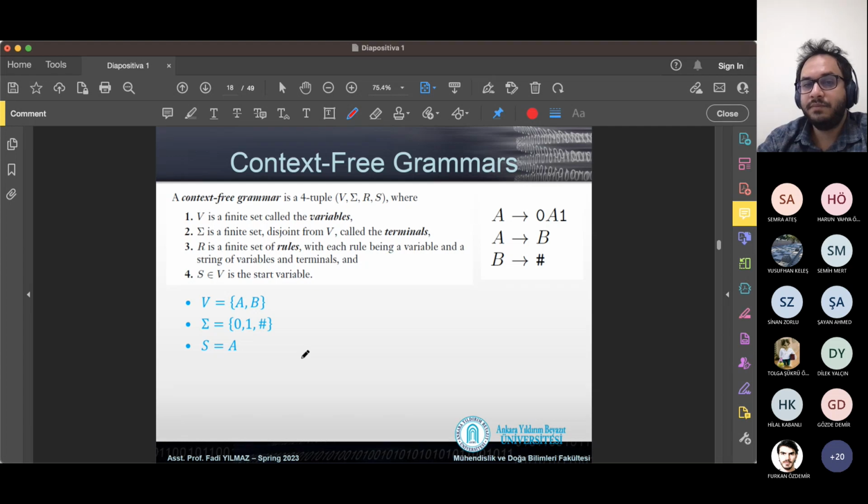Okay, guys, this is the example. I think I gave the example previously. And this is the R. This is the R.